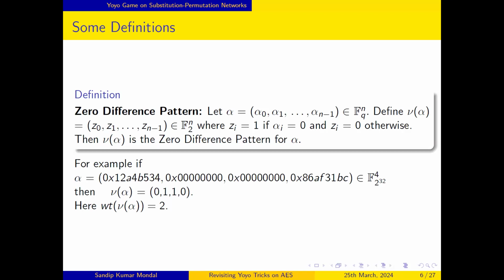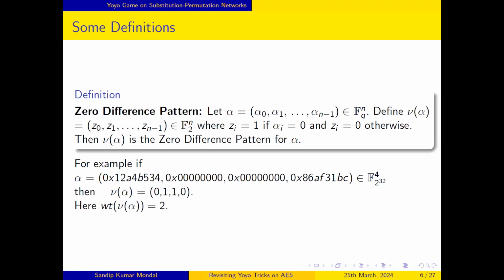So first, the zero difference pattern. What is the zero difference pattern? Let alpha be an n-tuple, and nu alpha is the zero difference pattern of a binary tuple. It is defined by zi equal to 1 if alpha i is equal to 0 and zi equal to 0 otherwise. For example, if alpha is equal to this, we see that alpha equals 0 in the second and third position. So in nu alpha, the second and third positions are 1 and the others are 0.